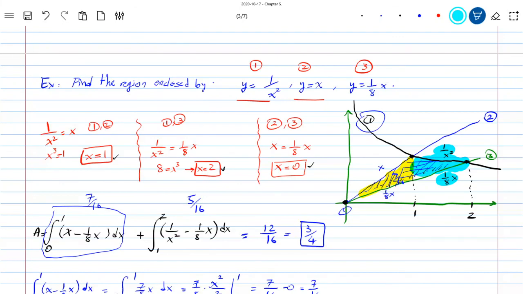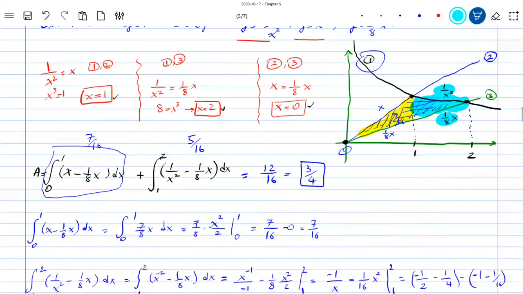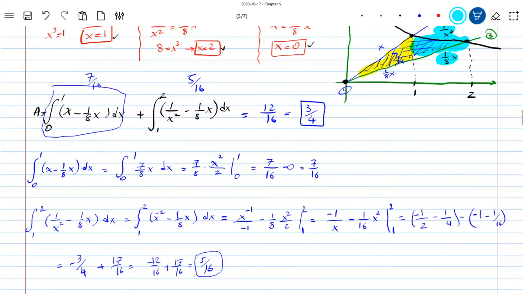Okay, this is 5.1. I'm going to stop here. Next time we're going to talk about the volume created by curves, and we use integrals to calculate certain volumes. I'll stop at this point.